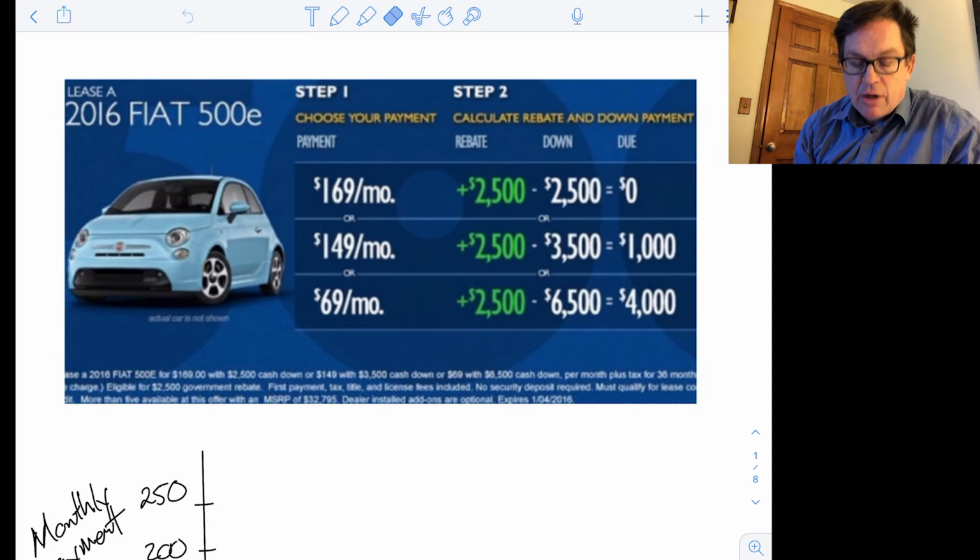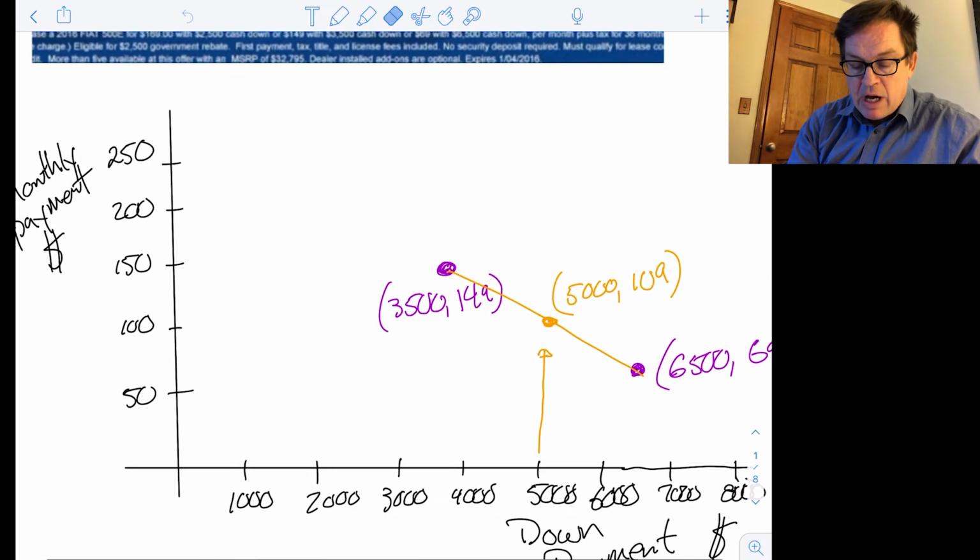So there are three options for how to lease this Fiat here. Depending on what your down payment is, 2,500, 3,500, or 6,500, you have different monthly payments. And your monthly payments go down the more you increase your down payment. So how could you model that?